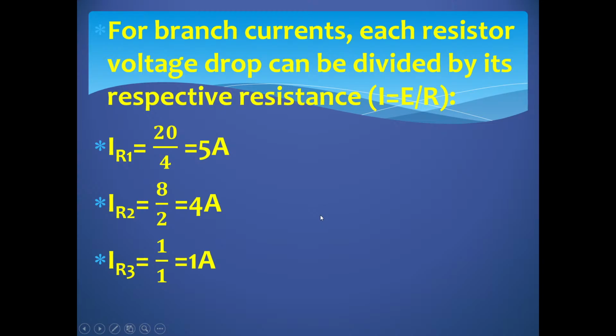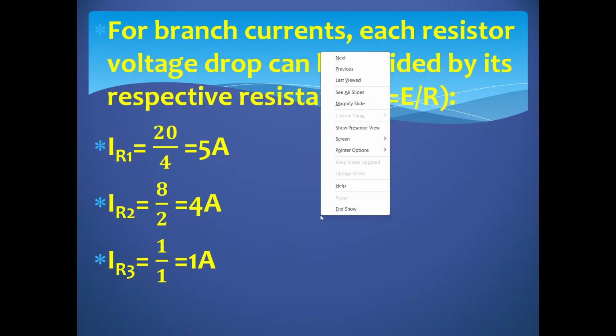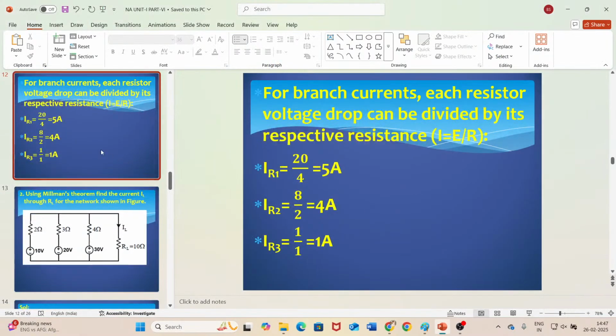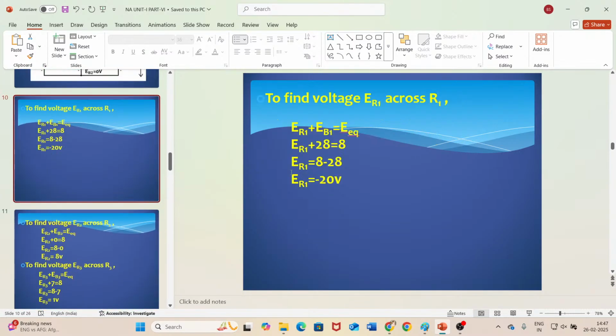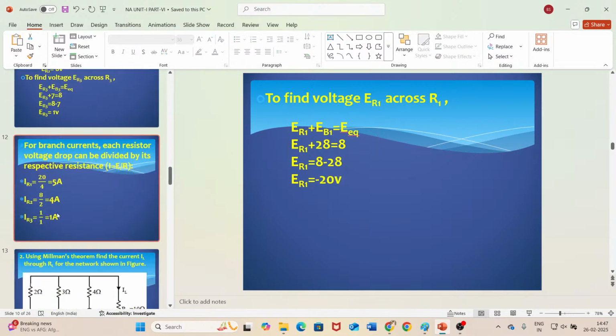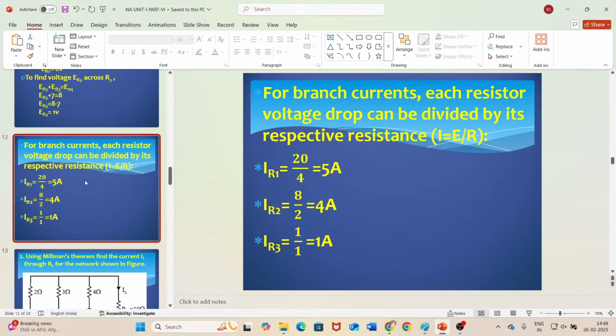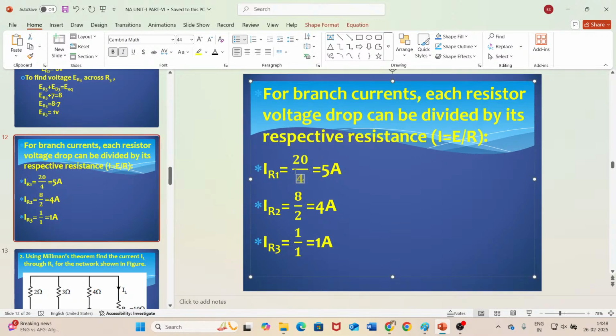Just now we have determined the voltage across R1. It is 20 volts, isn't it? I might have written ER1 divided by R1, that might have been better. So I will write that.